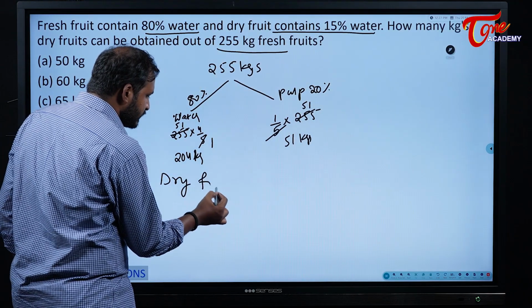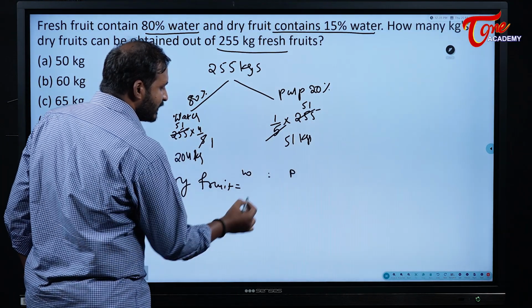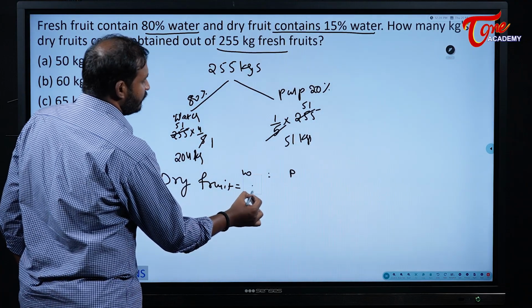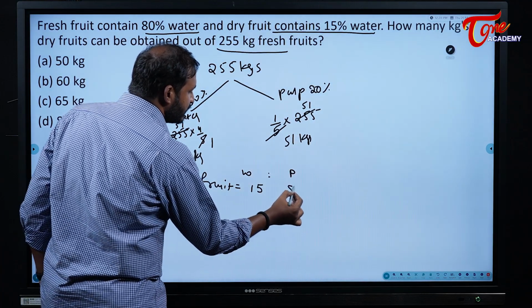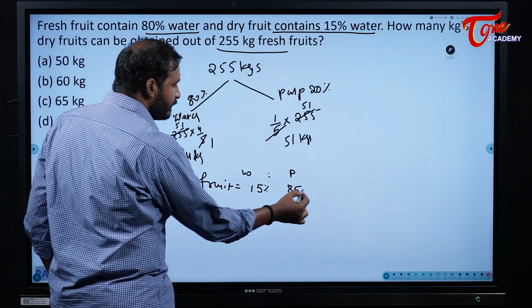Dry fruit contains 15% of water. So, what is the water to pulp ratio in a dry fruit? Water is 15 percent. When it comes to pulp, pulp is 85 percent. Water is 15 percent and pulp is 85 percent.